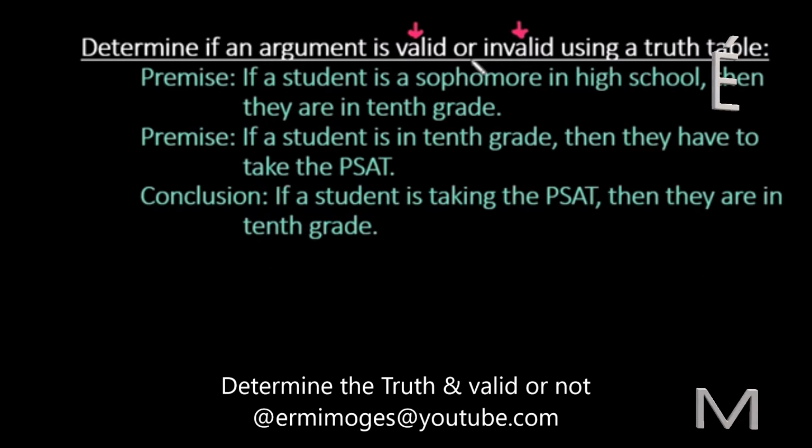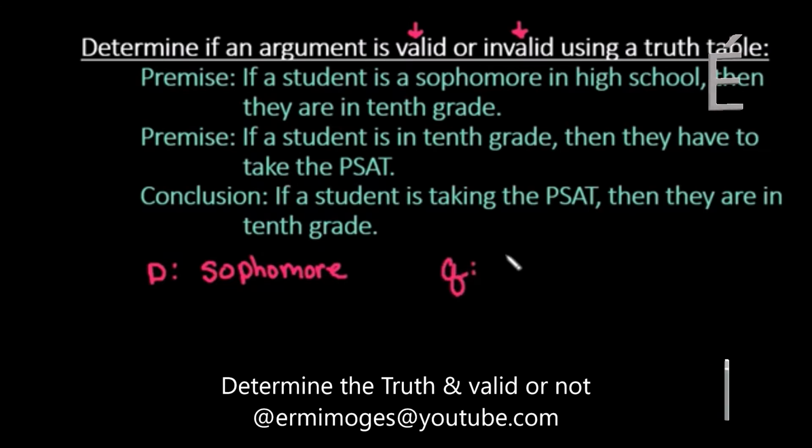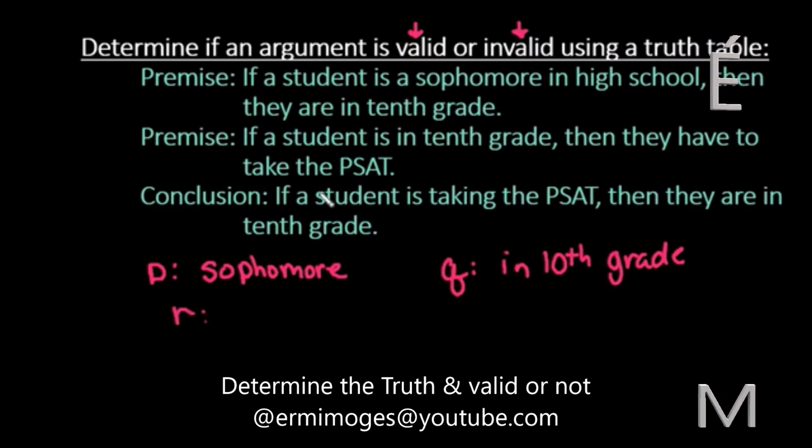So in order to do this with a truth table, what you first must do is define each of the statements symbolically. So you're going to set up a variable to represent each statement. So I'm going to let P represent the statement is a sophomore. I'm going to let Q represent the statement they are in 10th grade. And since we have a third statement, R, we're going to let that represent take the PSAT.